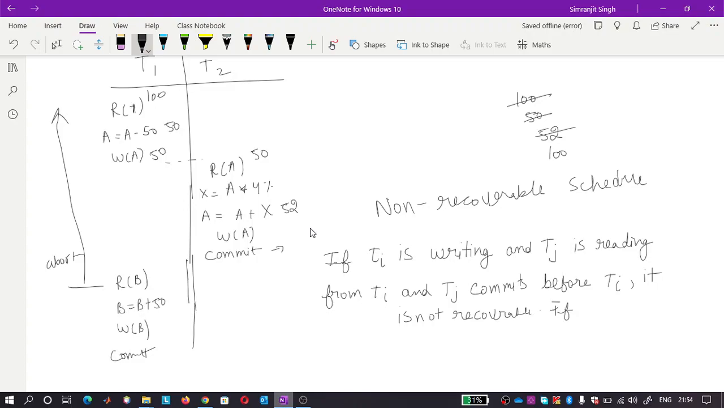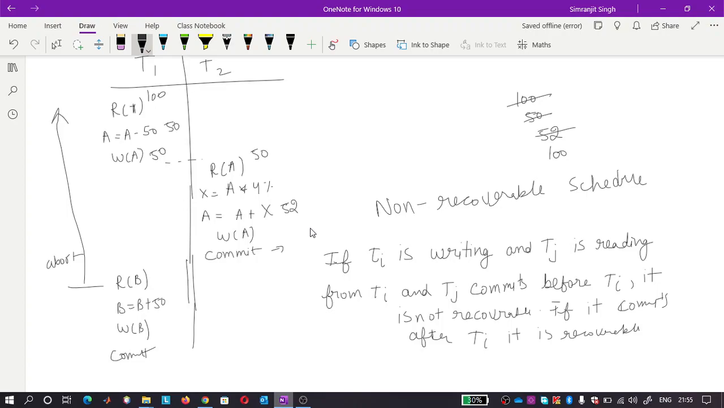If it commits after Ti, then it is recoverable. It's a very simple definition. It means that if T2 had delayed the commit here, then when the transaction aborted here, it can also abort or roll back. It has the option.